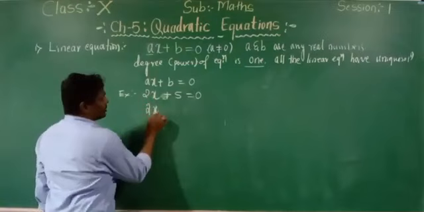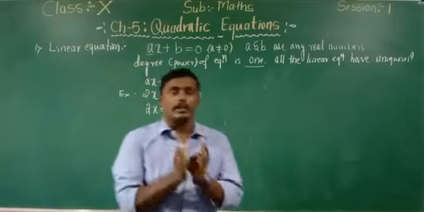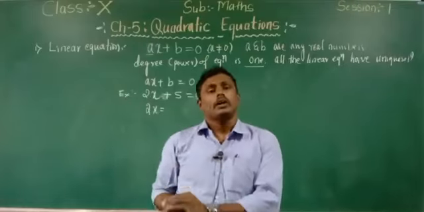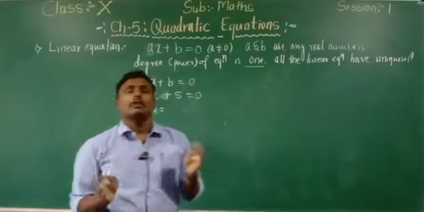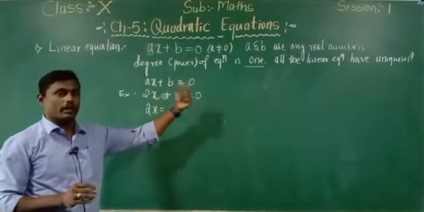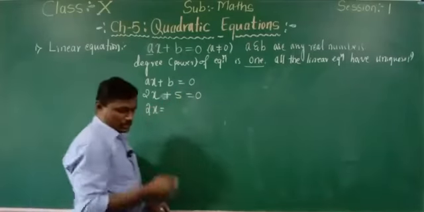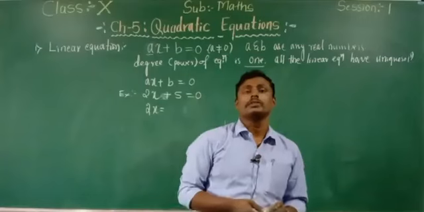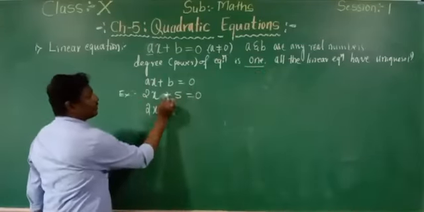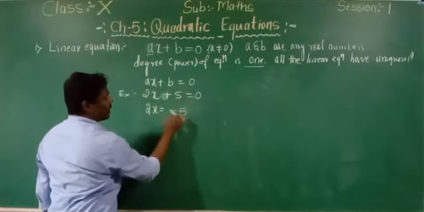So 2x is equal to, take this 5 to the RHS. Whenever we convert any number or variable from the right side to the left side or from the left side to the right side, the sign gets converted from positive to negative and negative to positive. Addition becomes subtraction and subtraction becomes addition, right? So 2x is equal to, take this 5 to the RHS side, becomes minus 5.